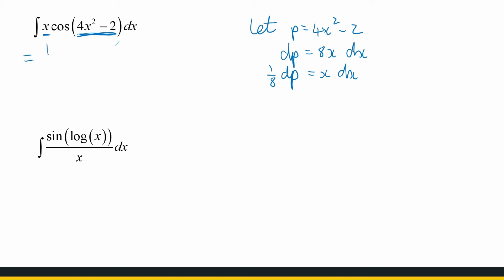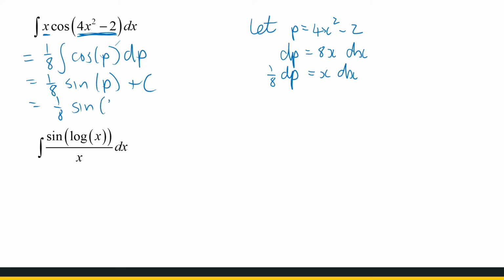So that is 1 over 8 times the integral. x dx is there, cos, and I've got cos of p dp. Antiderivative of cos is sine, so it's 1 over 8 sine of p plus c, and that's 1 over 8 sine of 4x squared minus 2 plus c.